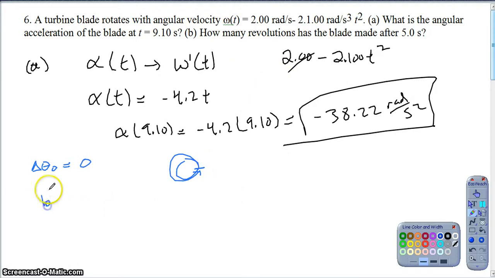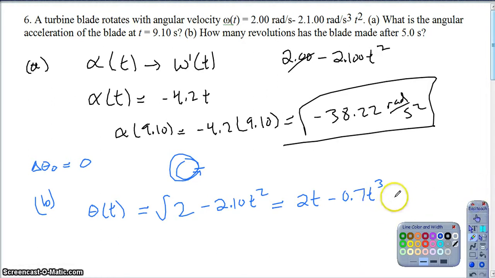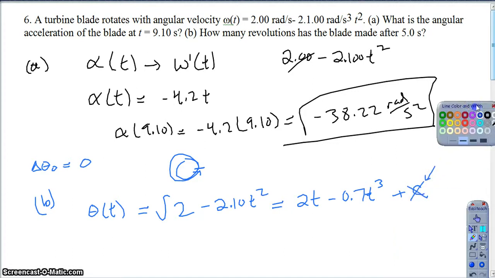The reason it's important for us to do that is because in order to find my function for theta, I actually have to integrate my original function. So I have to do the integral of 2 minus 2.10 t to the second. So when I integrate this function, I would get 2t and then minus 0.7 t to the third, dividing by the new power. And then I would have the plus c, but because I'm defining the initial position as 0, that plus c ends up being 0.